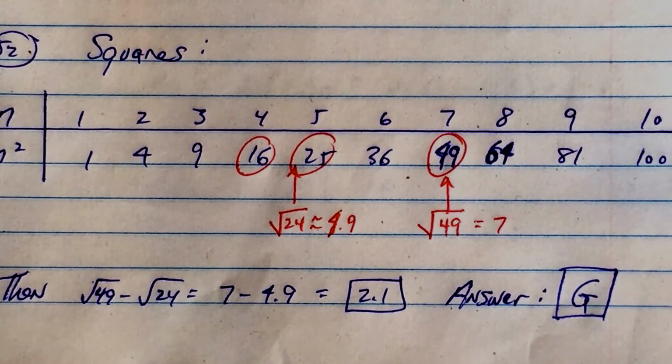Question 52. To compute the square root of 49 minus the square root of 24, note that the square root of 49 is 7, but the square root of 24 is a number between 4 and 5. Since the square root of 24 is very close to 25, it's a little less than 5. So here I've written that the square root of 24 is approximately 4.9. Then the square root of 49 minus the square root of 24 is close to 7 minus 4.9, which is 2.1. The only answer that's a match is G, between 2 and 5.